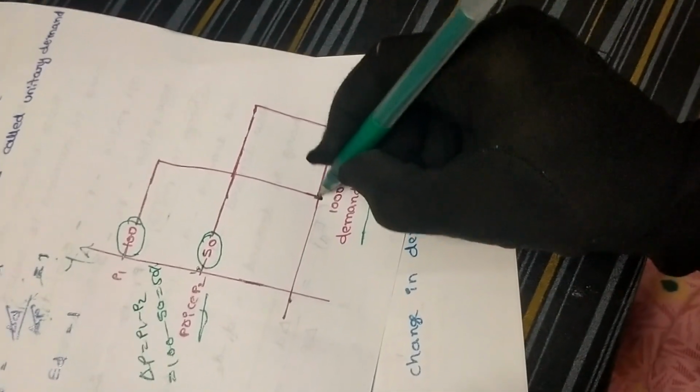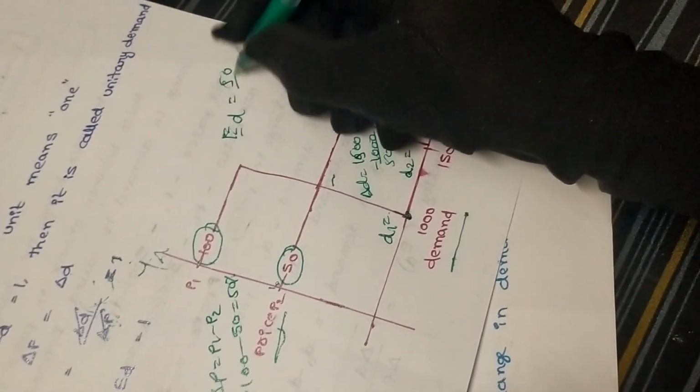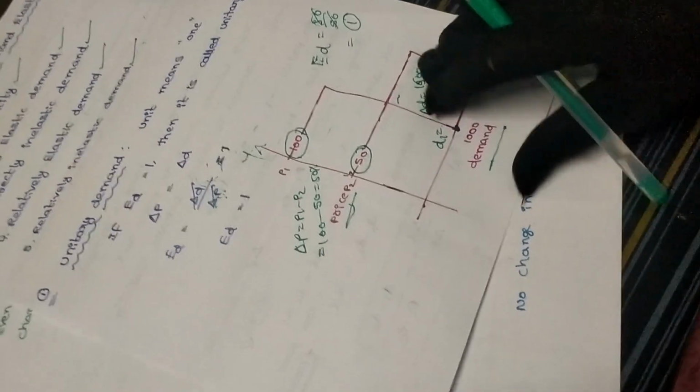50%. Now if you have taken demand, earlier D1 is equal to 1000, D2 is equal to 1500. What is the change in demand here? Delta D is equal to 1500 minus 1000, that is nothing but 500. It is also 50% and it is also 50%. Now elasticity of demand is equal to 50 by 50. That means 50-50 cancellation and 1. So that's why it is known as unitary demand.